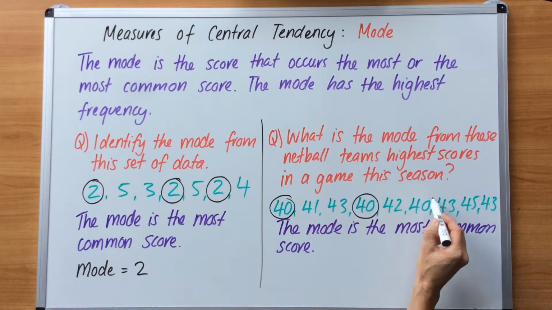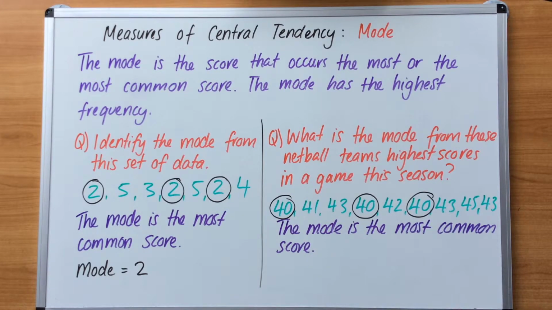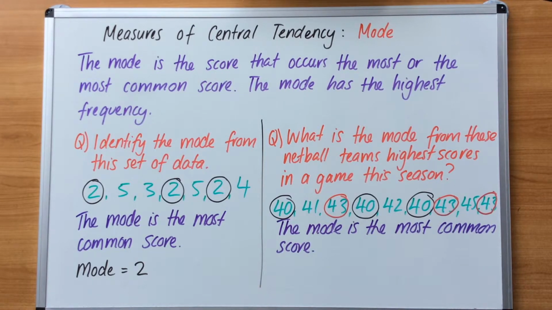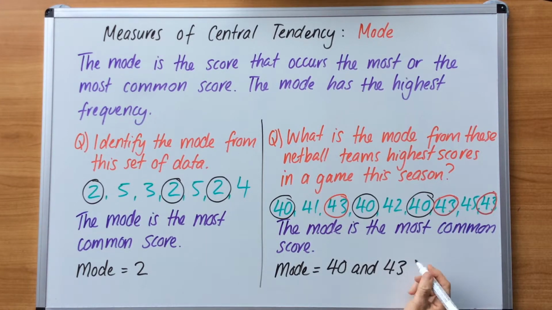1, 2, 3. So I see that number 40, but actually it's 2 modes. The number 43 appears 3 times as well. So this actually means it's bimodal. Bi means 2, just like bicycle has 2 wheels, so bimodal. So we actually say here, mode equals 40 and 43, and we can put in brackets it's bimodal.